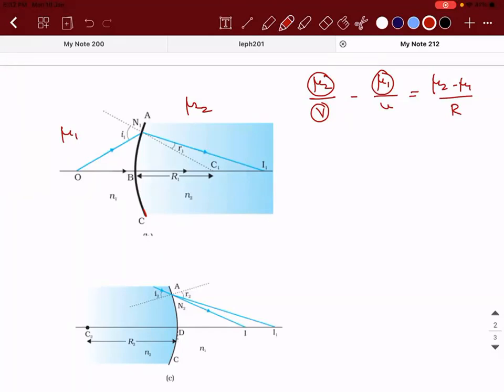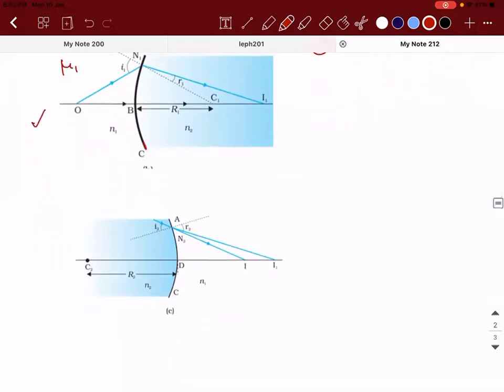But here I didn't apply any sign convention because, see, actually what is happening, I'm not deriving a formula. I am applying a formula here, correct? So when I'm applying a formula, I would have applied sign convention only if it was a sure shot diagram. But this itself is an approximate diagram, right?